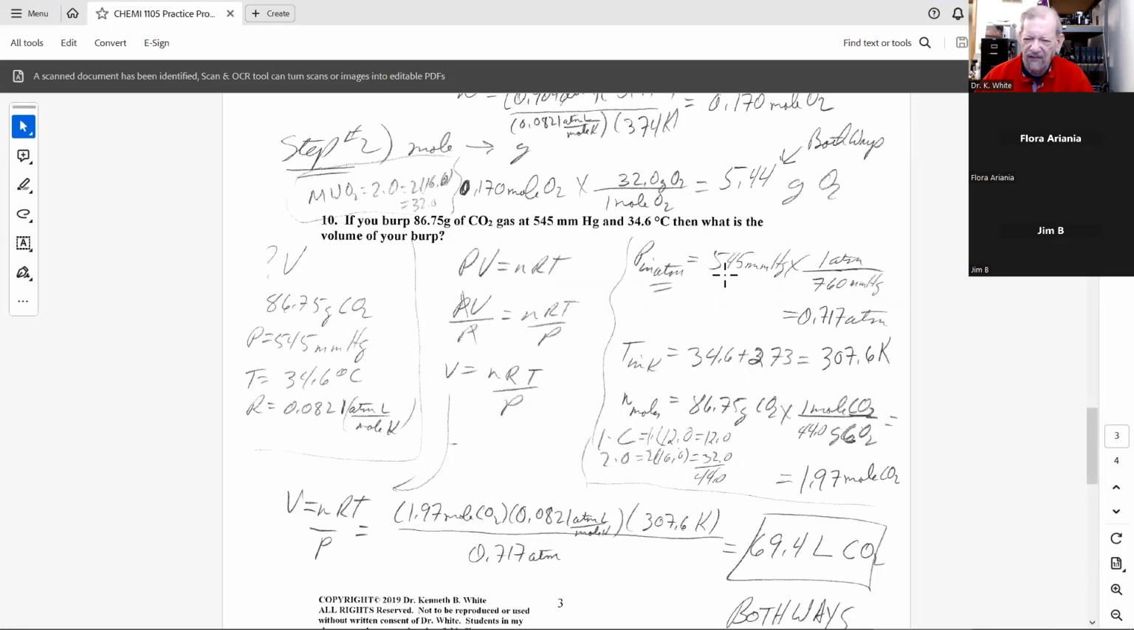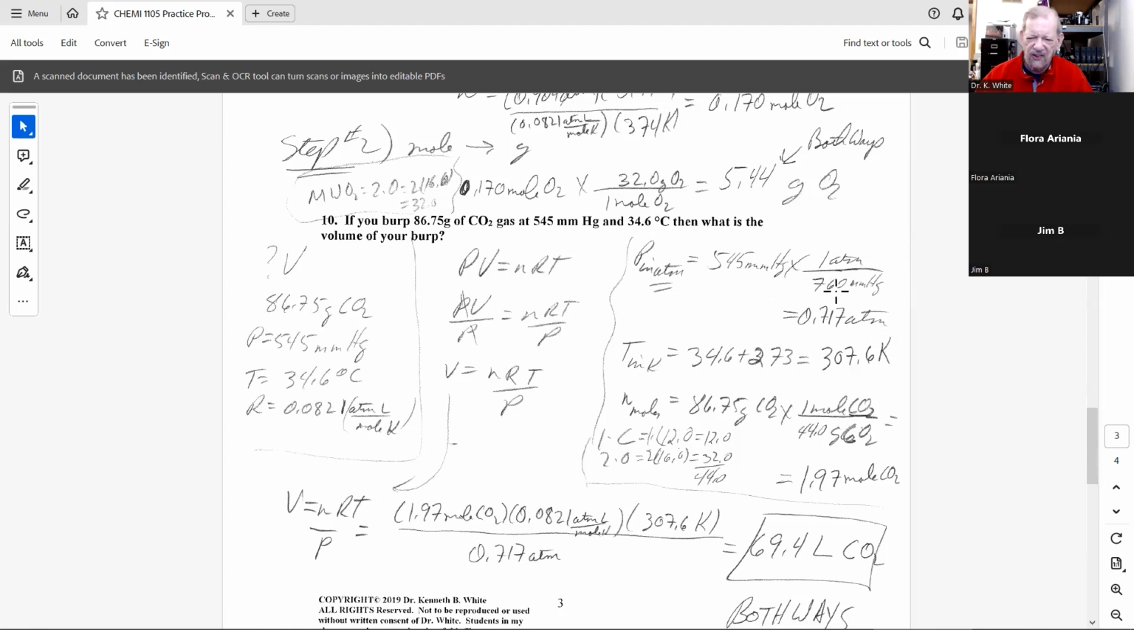So we have 745 millimeters of mercury. We want to get the atmospheres. Use your good buddy, your good friend, unit analysis. Whatever we're trying to get to goes on top of the ratio. Whatever we're trying to get rid of goes underneath. And where do we get these numbers?